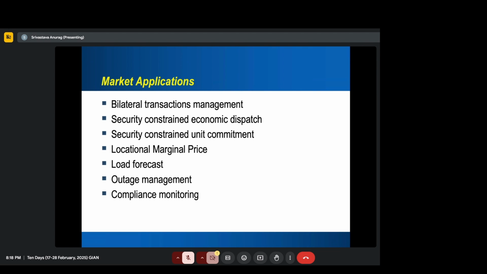In bilateral, in market application, we solve different things. So bilateral transaction is basically the deal between two different stakeholders. We already talked about SCED, which is Security Constrained Economic Dispatch, which will give me the solution of how much power each generator should generate while still keeping the security constraint, which means that even if one generator or two generators go out, we are safe. We can still meet the demand. Unit commitment, which unit is on, which unit will be off for the minimal cost or for maximum social welfare.